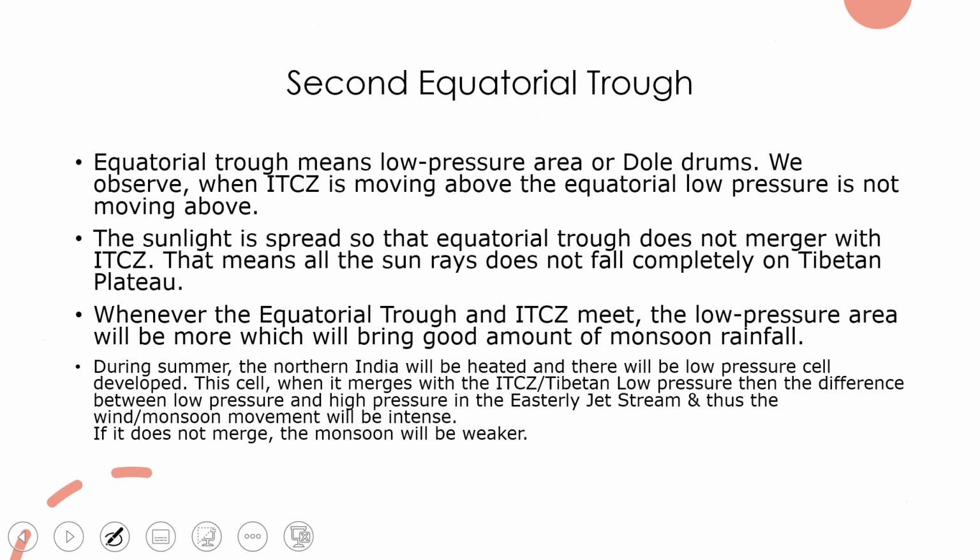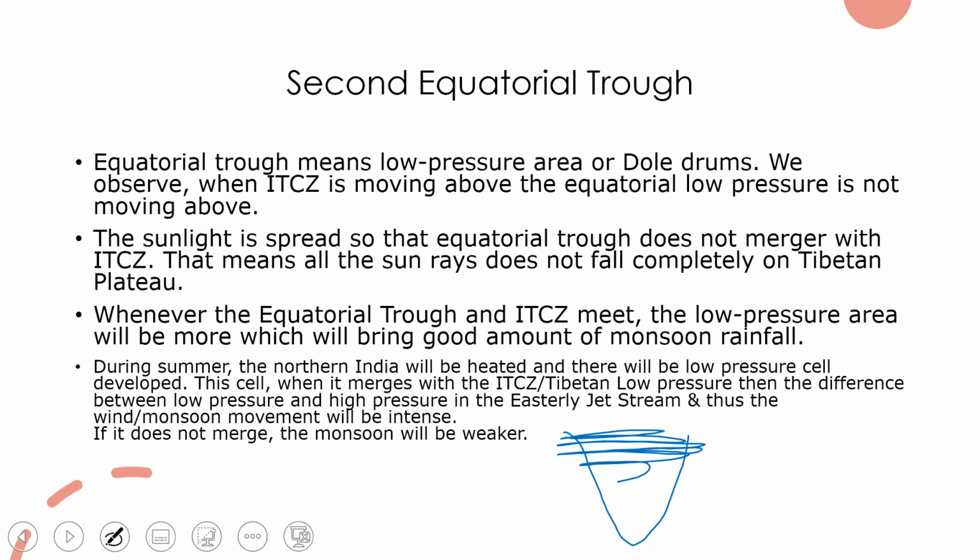Now we will move to the second one, the equatorial trough. What is this? We will see. See, during summer North India will be heated, and a low pressure cell will develop. Okay, your North India part will be heated too much, and here we will have a low pressure cell.